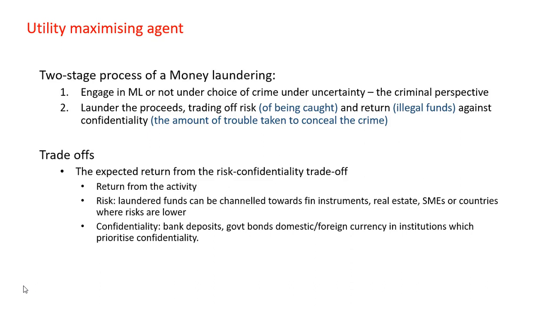The return from the activity is in part related to the risk, being the probability of being caught and things like that. But we're going to be a little bit more specific in a moment. And then they have to decide on the degree of confidentiality that they're going to, in effect, purchase. To what extent are they going to try to conceal their crime? How sophisticated should their money laundering activities actually be?